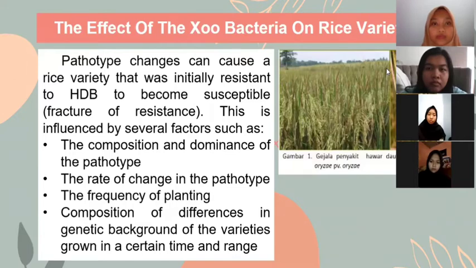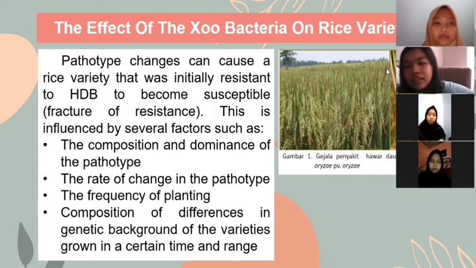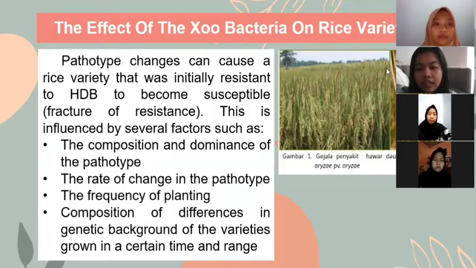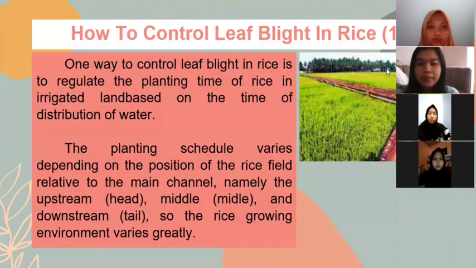This is the effect of the Xoo bacteria on rice varieties. Pathotype changes can cause a rice variety that was initially resistant to HDB to become susceptible, or a breakdown of resistance. This is influenced by several factors such as the composition and dominance of the pathotypes, the rate of change in the pathotypes, the frequency of planting, and the composition of differences in genetic background of the varieties grown in a certain time and range. Next.